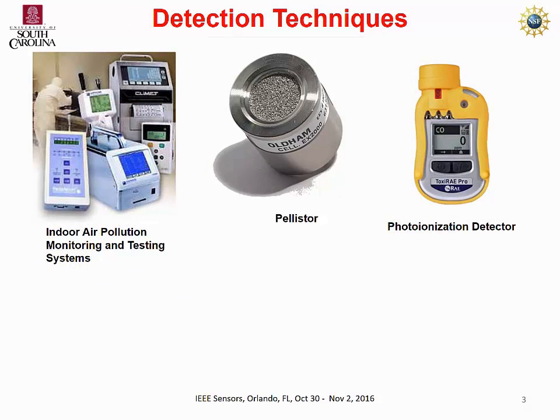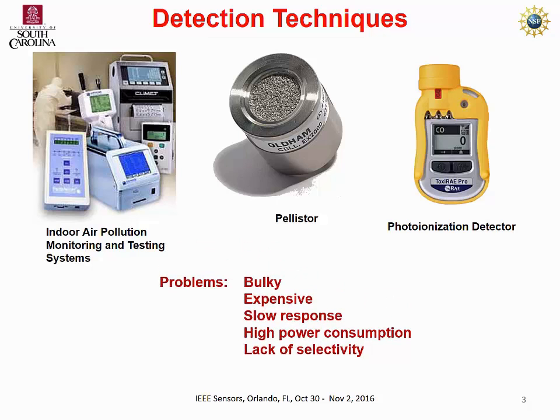So there are different detection techniques already available in the market. They include integrated indoor air pollution monitoring and testing systems, heartbeat pelisters, and photoionization detector, to name a few. The main problem with these techniques is they are either bulky, expensive, they might have slow response, and they often consume high power. And the most common problem is lack of selectivity with many of these sensors. So that's why we came up with a different idea of dealing with this problem.